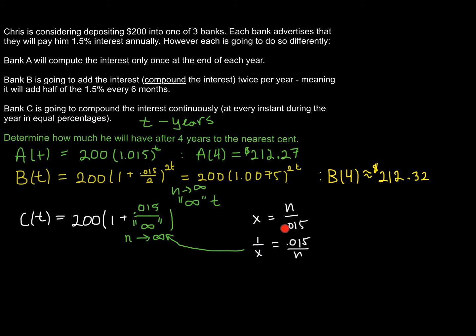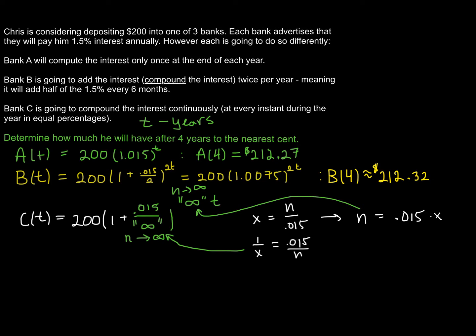This also, however, allows us to rewrite this infinity thing up here. The reason it allows us to do that is that x is equal to n over 0.015, and that means that x times 0.015 is equal to n by multiplying by 0.015 on both sides. All right, so that piece is going to allow us to rewrite that part there.